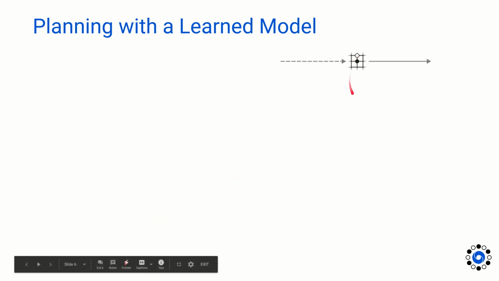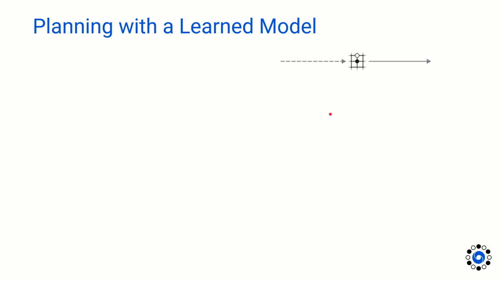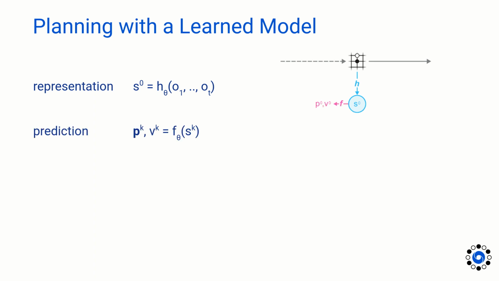Schematically, you can see the Go board here. This represents our history of observations up to the current state. And we can now define a representation function h that projects this history of observations to some hidden state s that we can use in our learned model. Based on this hidden state s, we can, using a prediction function f, predict the quantities that we care about, the policy and the value.